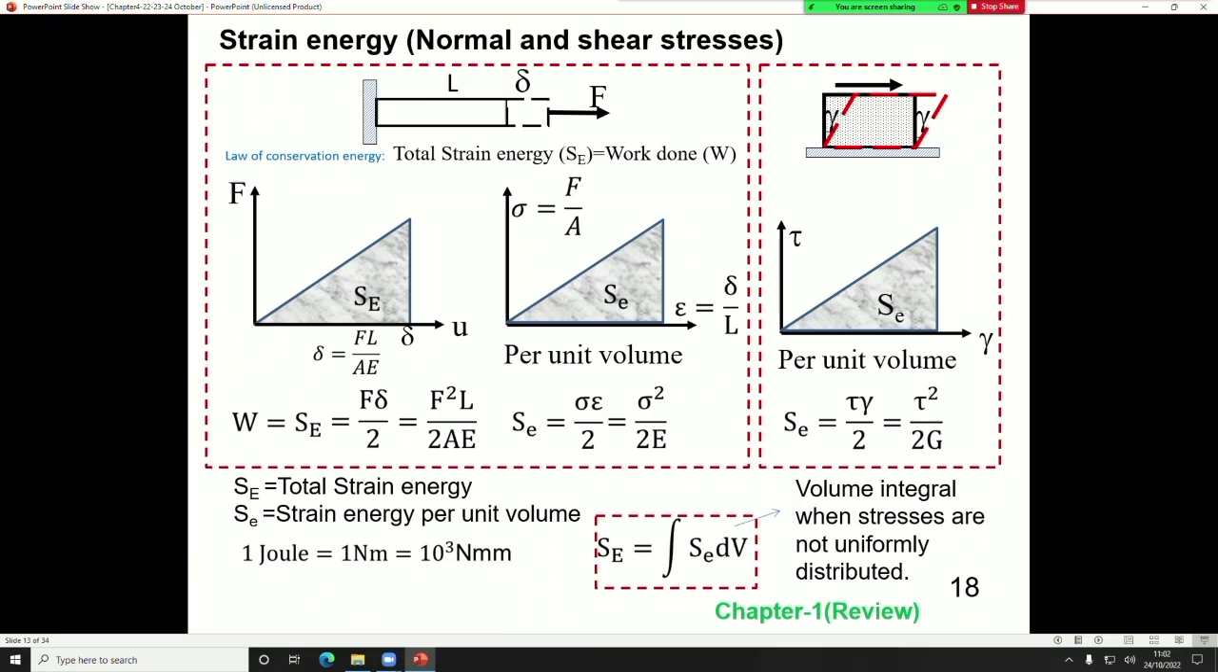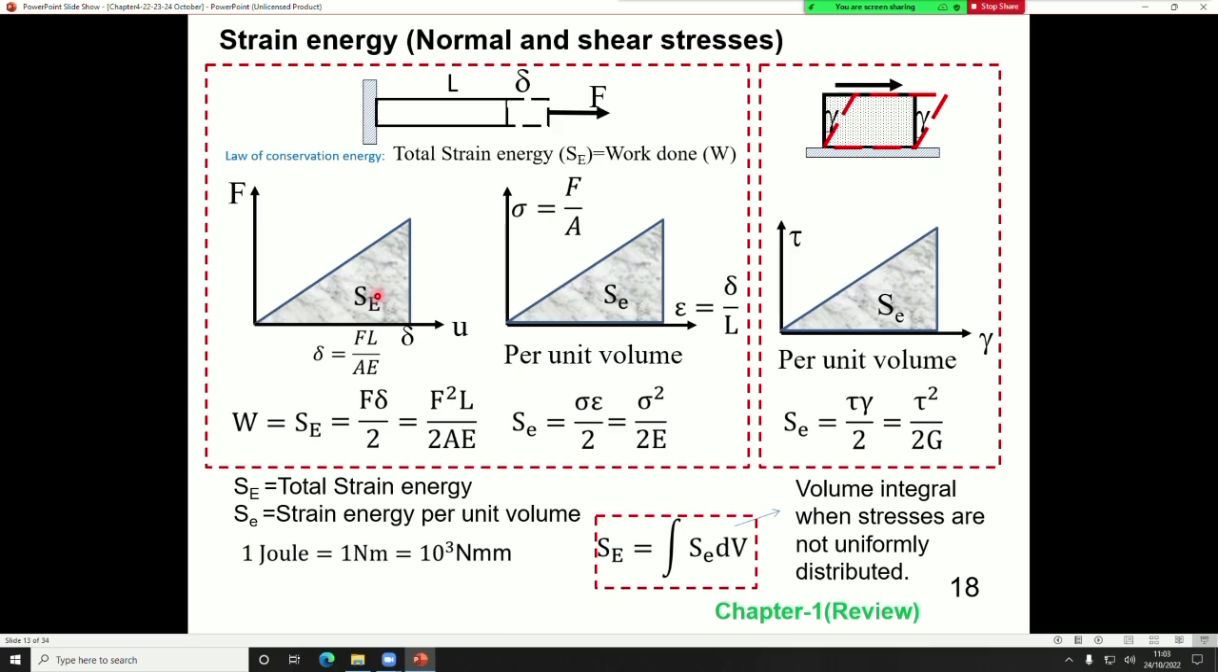Now we move on to the next slide. This is a review slide. I've borrowed it from chapter one. If you remember, we have a bar and we apply a force to it. So say this is a bar which is subject to tension. In this case, if the material has linear elastic behavior, the work done by the force is stored as strain energy in the component. And as soon as the force is removed, the energy is released and the component goes back to its initial shape. We define the area under the force deflection response as the total strain energy stored or the work done.